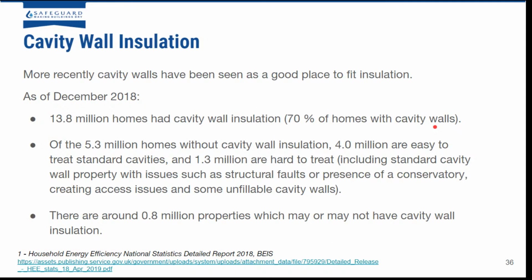However, more recently, cavity walls have been seen as a really good place to fit insulation. So as of December 2018, about 14 million homes had cavity wall insulation, which is about 70% of all homes with cavity walls. So there's about 5 million left, 4 million of which are easy to treat standard cavities, and the rest are kind of more complex, less standard cavity wall properties which may have faults and defects.